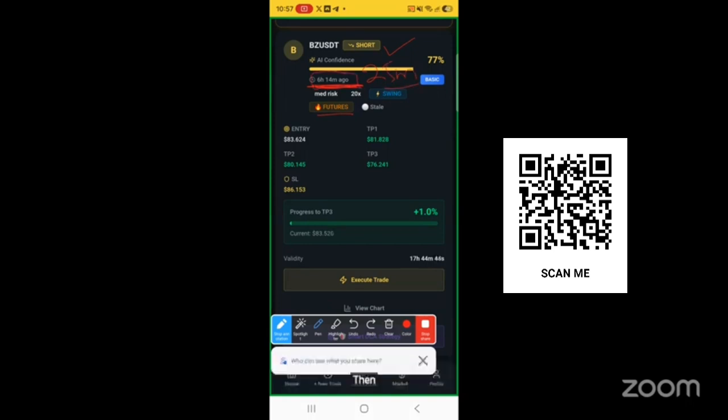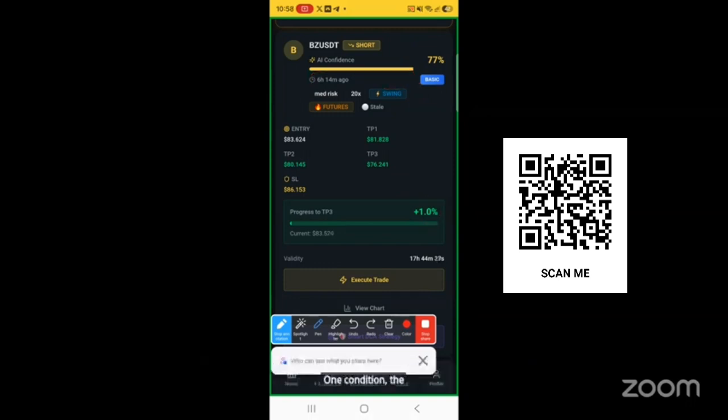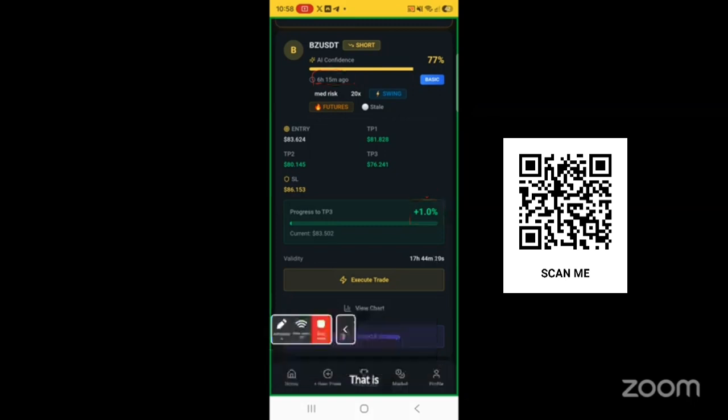Then second point, you should look here. How much has the signal moved? If it has moved more than 5%, you're already late for the entry, leave it. So those are the only two conditions. If one of them is faulty, you do not enter that coin. One condition, the signal should be fresh, at most 25 minutes from when it was given. Also, it should not have moved more than 5%. That is very, very important.